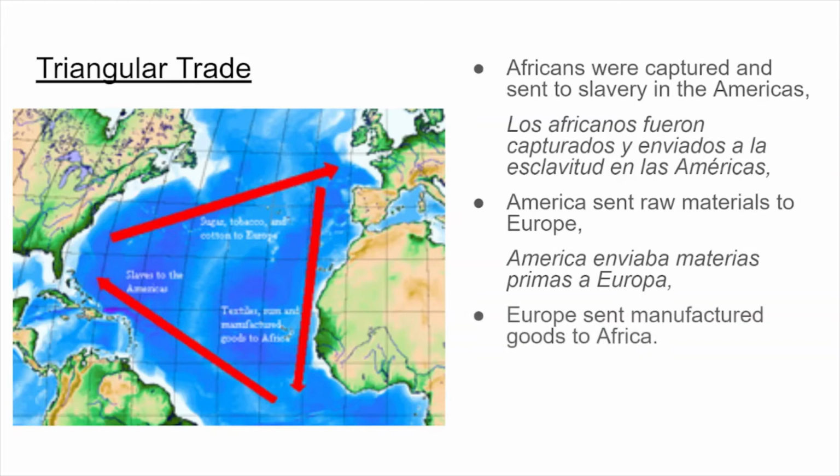And the final part of the triangular trade was that Europe sent manufactured goods back to Africa.